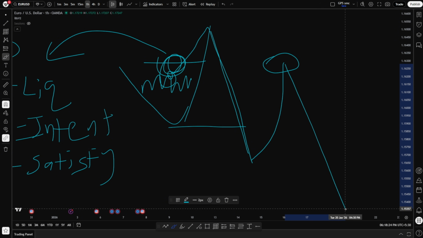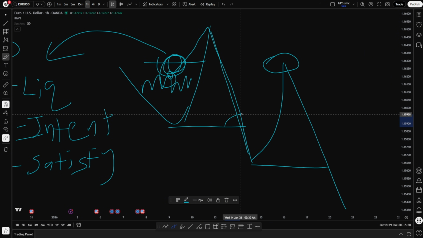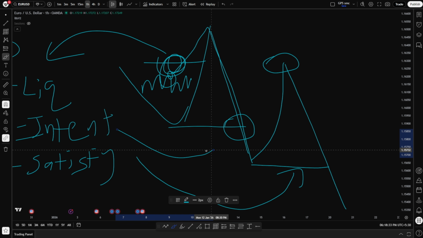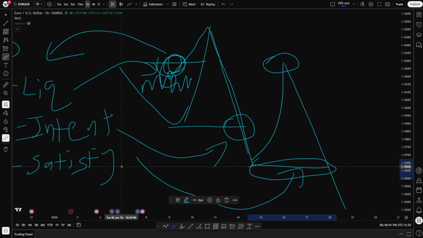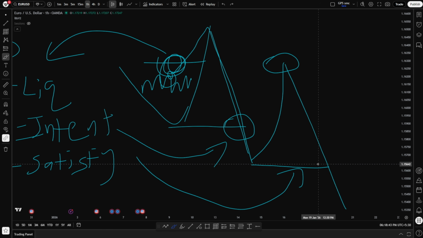And when the market goes down and gives you another breakout structure in the same direction, intention happens. This is satisfaction and this is intention, okay? And this is liquidation. So when the market gives you a breakout structure once again, this is what we call as satisfaction.